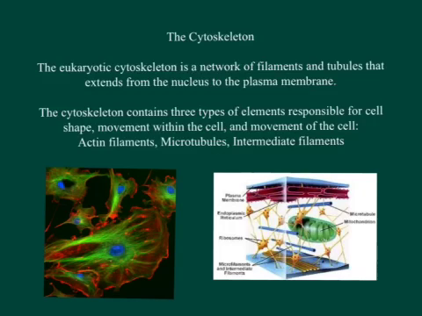Finally, we are going to talk about the cytoskeleton. The eukaryotic cytoskeleton is a network of filaments and tubules that extend from the nucleus to the plasma membrane. The cytoskeleton contains 3 types of elements responsible for cell shape, movement within the cell, and movement of the cell. They are called actin filaments, microtubules, and intermediate filaments.